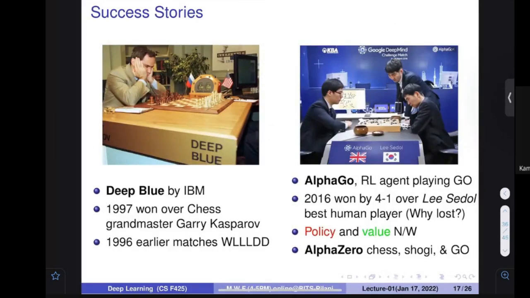You have seen that Deep Blue was a computer that was able to defeat Garry Kasparov, who was the world chess champion. You know that the first match was won by Garry Kasparov, but after that he lost three successive ones and drew the next one. AlphaGo was another example that came very recently in 2016. It was able to defeat Lee Sedol, a very high-level Go player, 4-1.